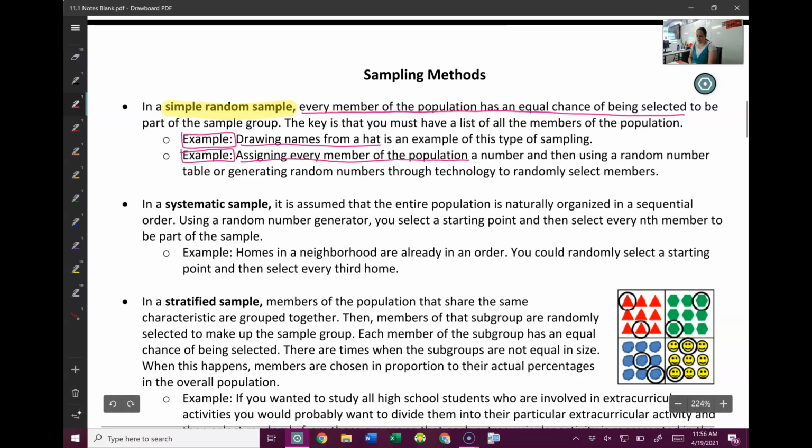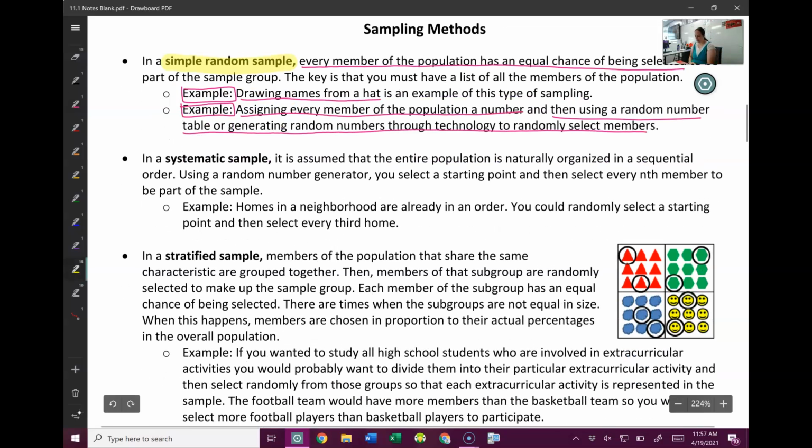One more example before we move on: assigning every member a number and then using a random number generator online to randomly pick people. I actually do this when I pick who you're going to sit by in class. I give everyone a number, I get a random number generator, just Google it, it's there, and it generates a random number and that's who I pick. So that would be a simple random sample. Everyone in the population has a chance of being picked.